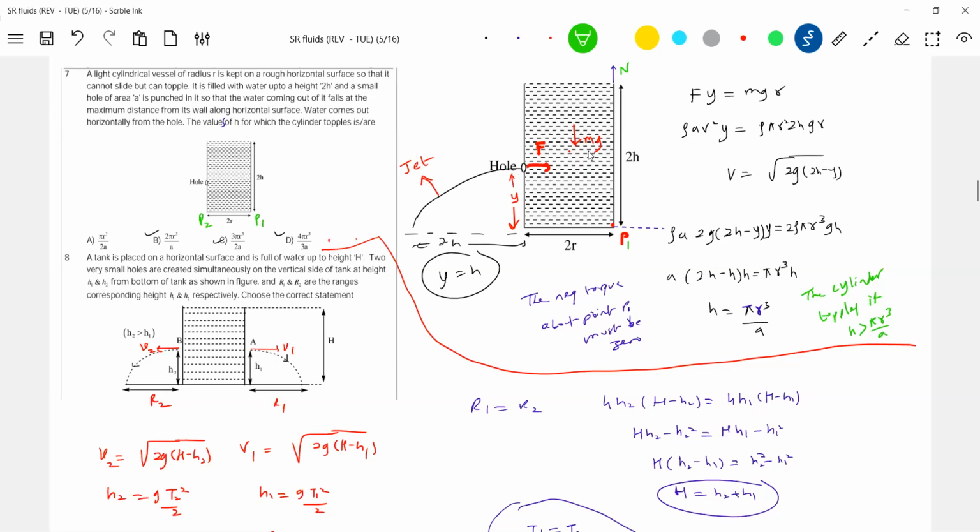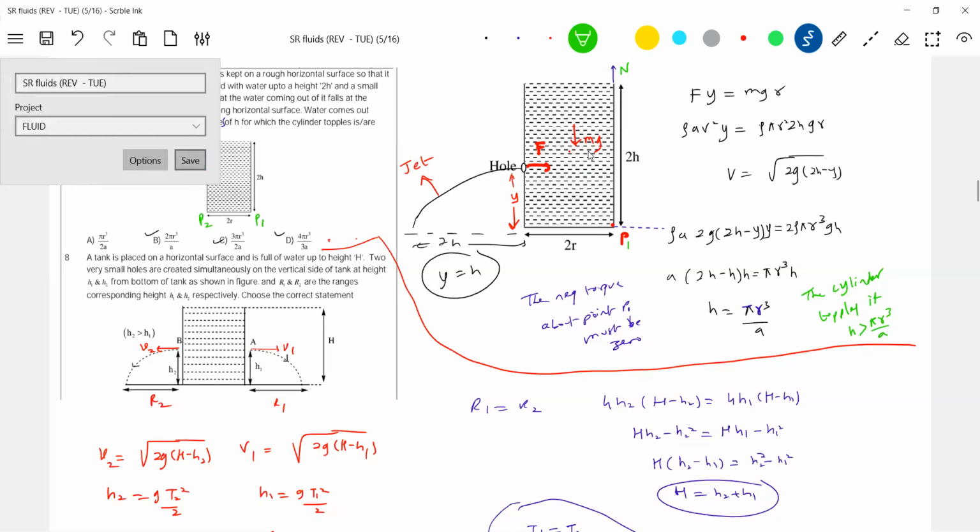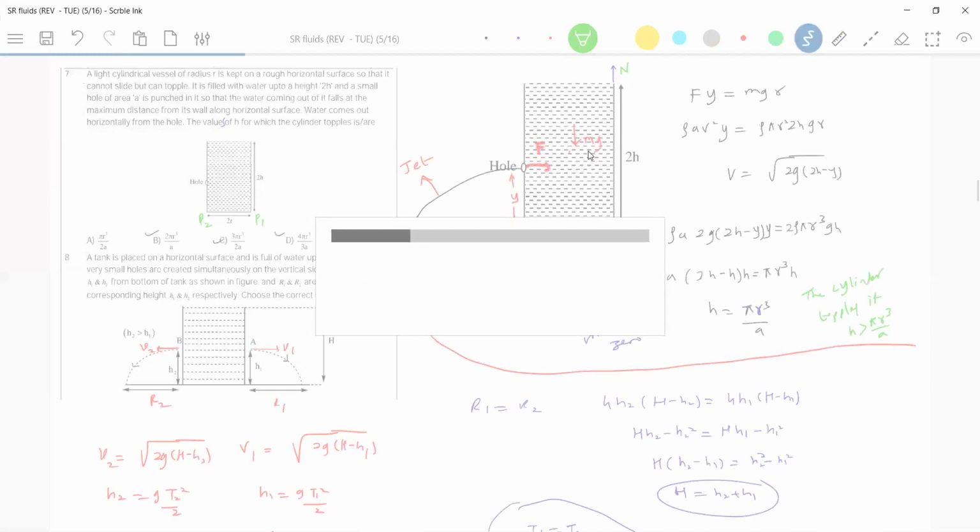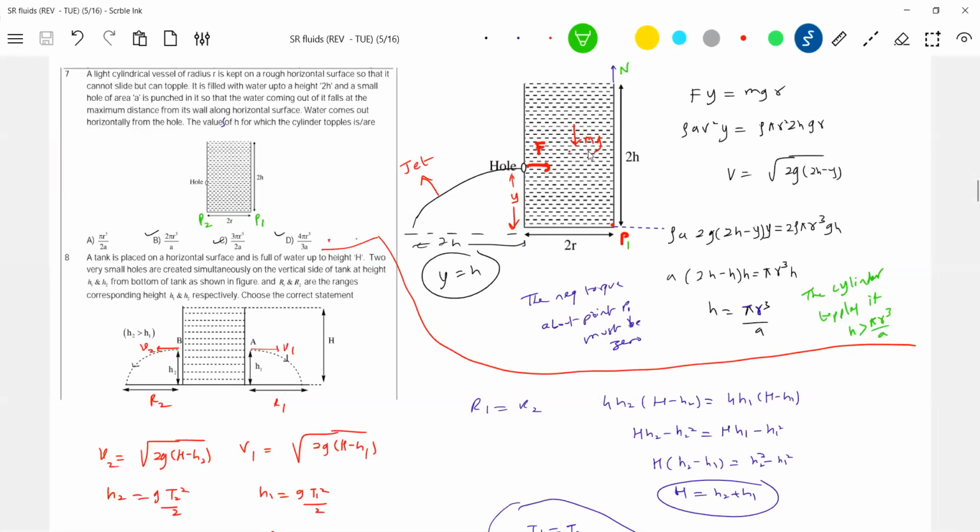Okay, fine. So I can pick option B, C, D. It has a tendency to topple. The net torque about point P1 must be 0 for it not to topple, but it has a tendency to topple about P1, not about P2.